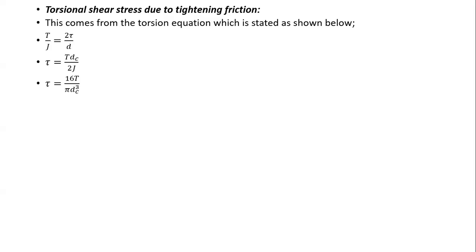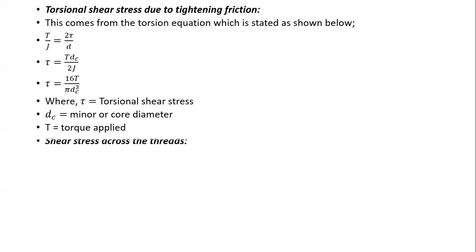If you go ahead and expand J, the numbers will cancel out, and you remain with 16T over pi D cubed, taking us back to the expression we had used in the previous topic on shafts. So this is the torsional shear stress, basically just the shear stress. Then DC is the core diameter or the root diameter. T is the torque applied as usual.